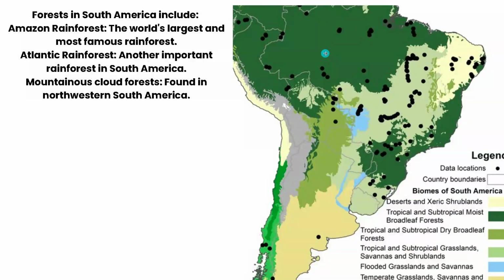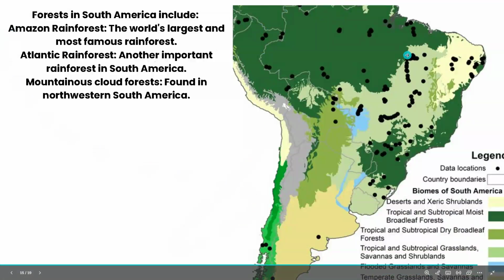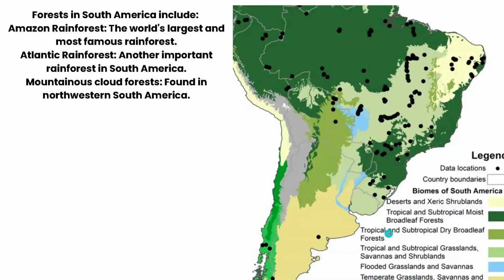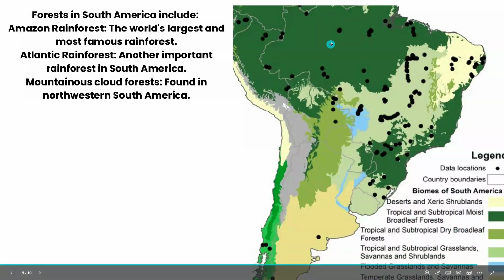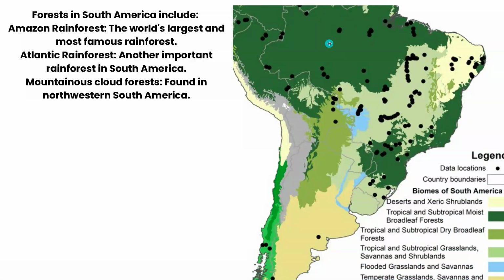Then another important rainforest in America, the Atlantic rainforest. That also we will see in South America. Mountainous cloud forest in northwestern America. You will find these types of forests in this place. You can see tropical and subtropical moist broad-leaved forest. Green color. They are broad-leaved, very thick, and grow more than 60 feet high in these regions. Tropical and subtropical grasslands.